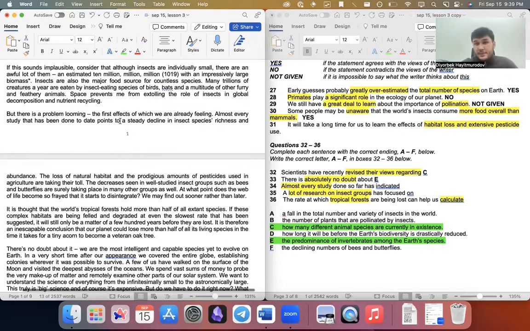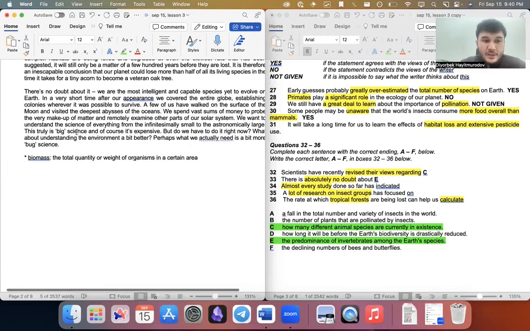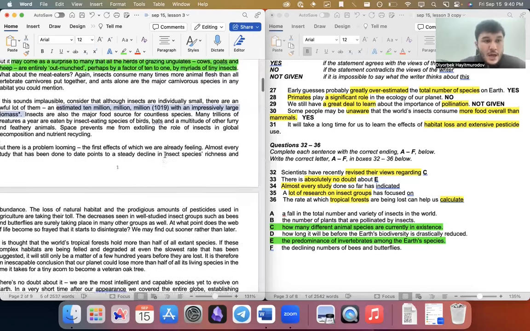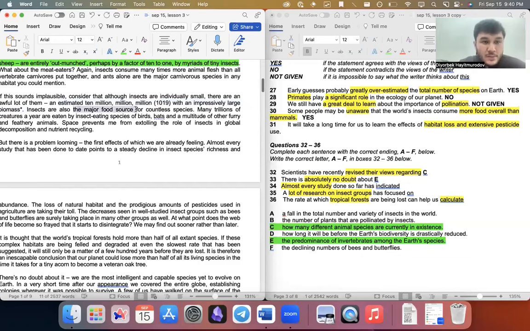If this sounds implausible, if it's something unbelievable to you, consider that although insects are individually small, one insect is very small, there are an awful lot of them. An estimated 10 million, with an impressive large biomass. Okay, what's biomass? Biomass is the total quantity of organisms. Insects are also the major food source of countless species.